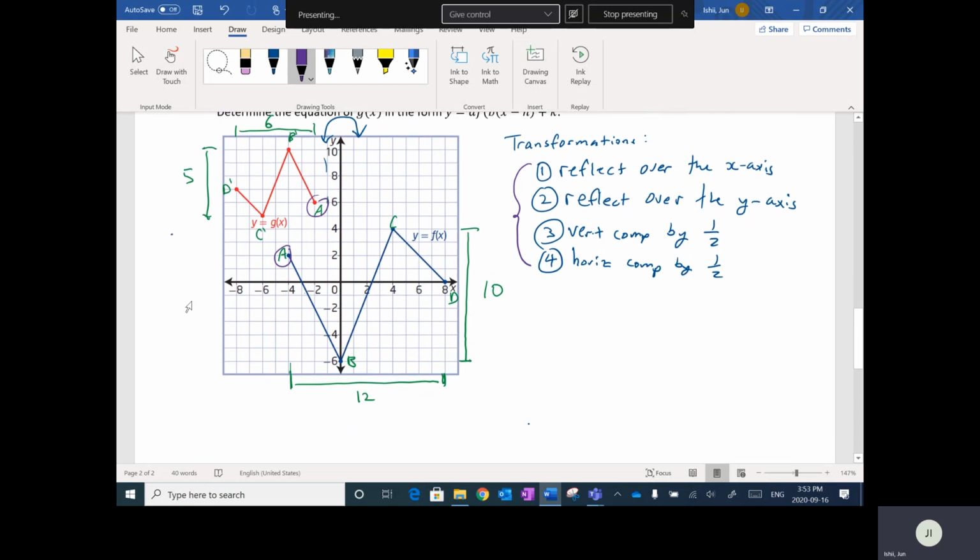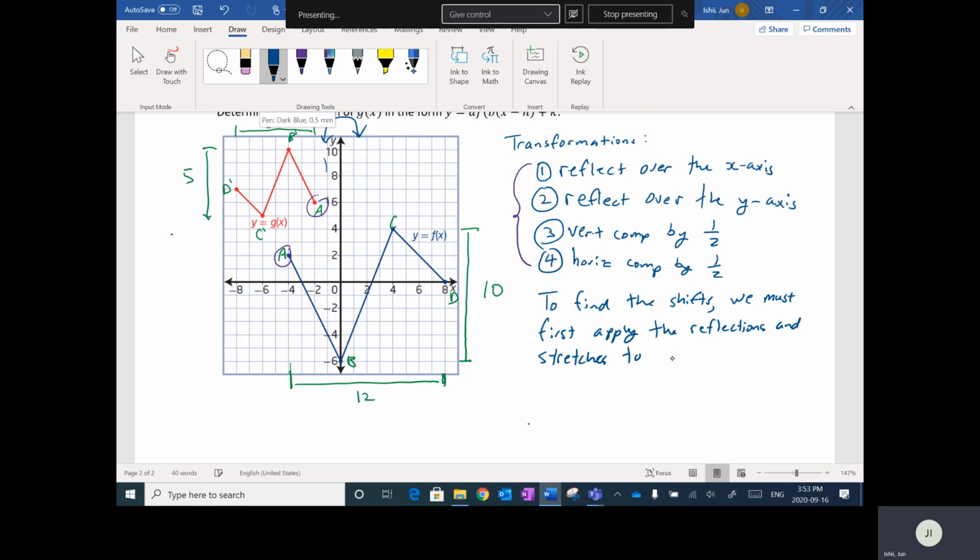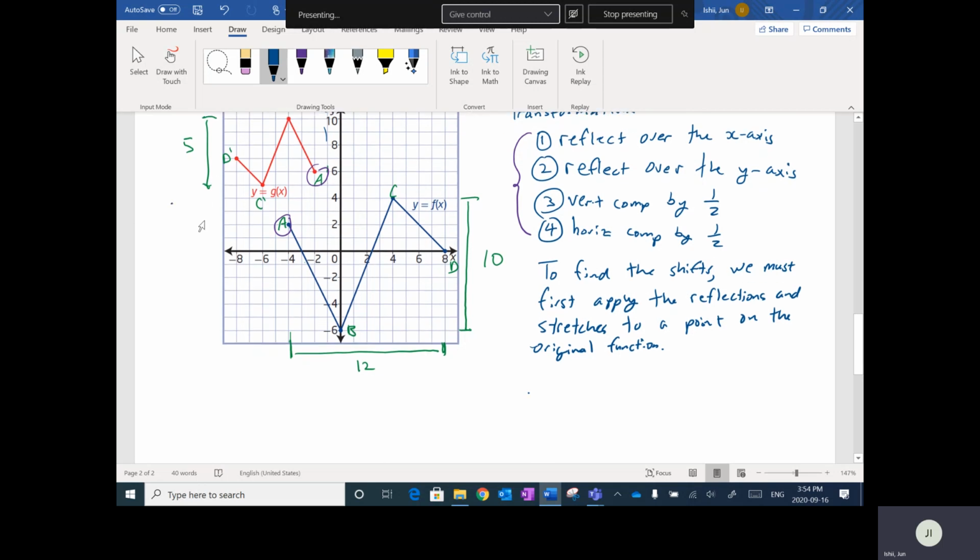All right. So I'll write that out as a note. To find the shifts, or the translations, I'll use the word shifts, we must first apply the reflections and stretches to a point on the original function. Okay, and so that will give us an intermediate point, I don't want to use the word midpoint, but that will give us a third point for A, and then from there, that's where we count our shifts.